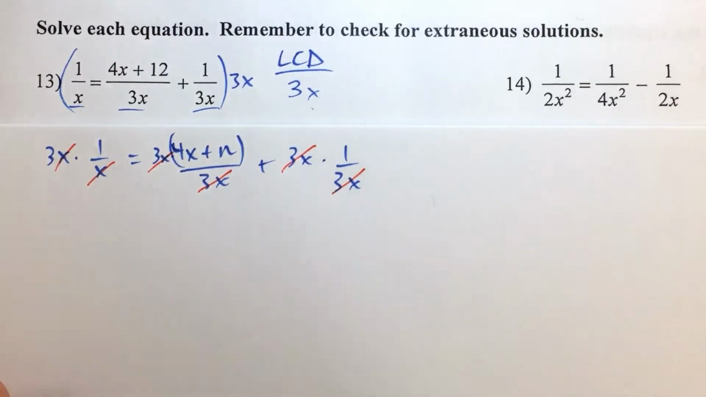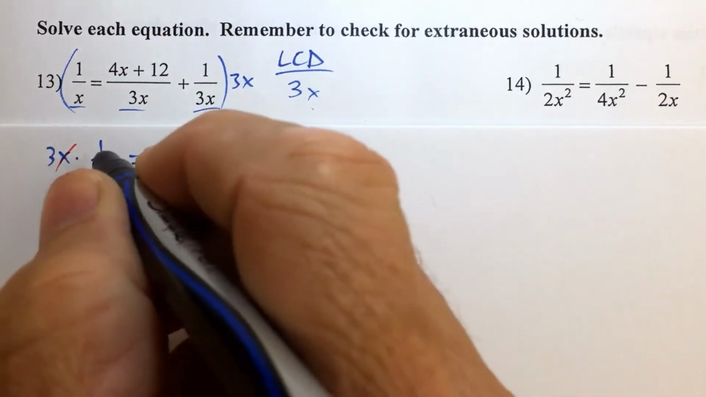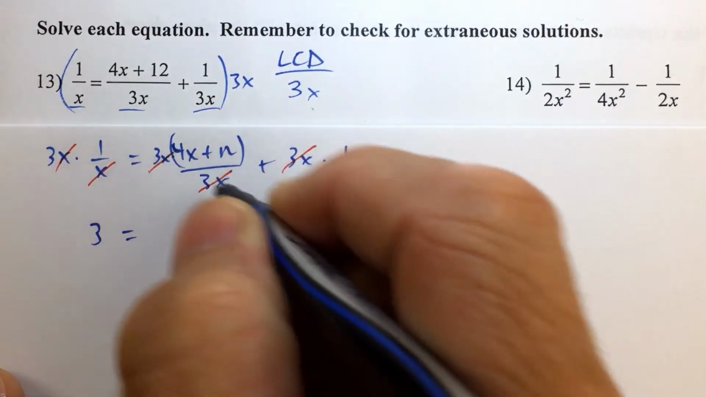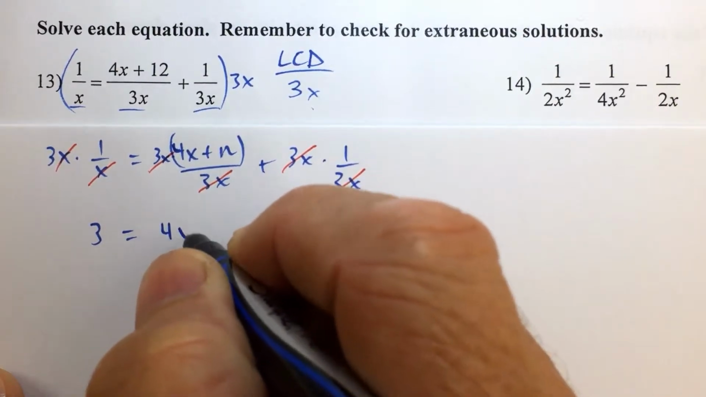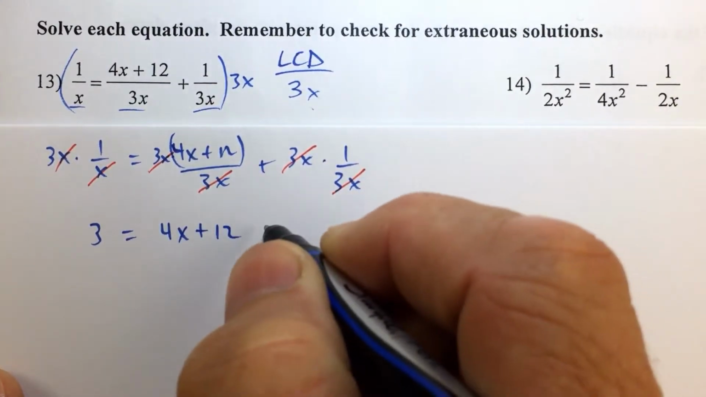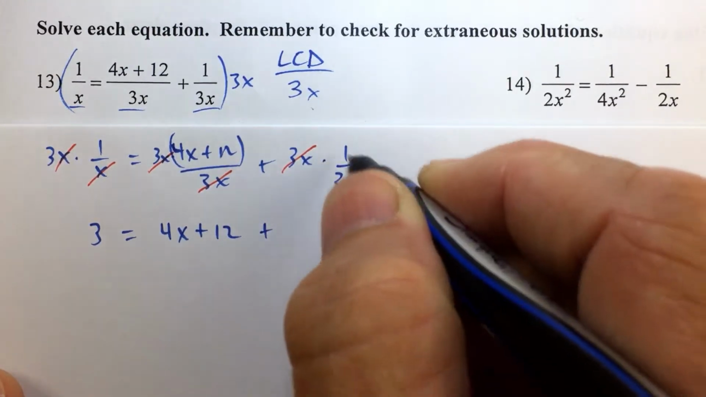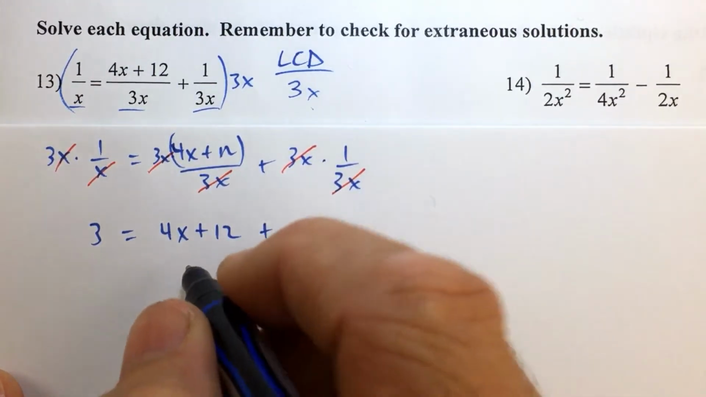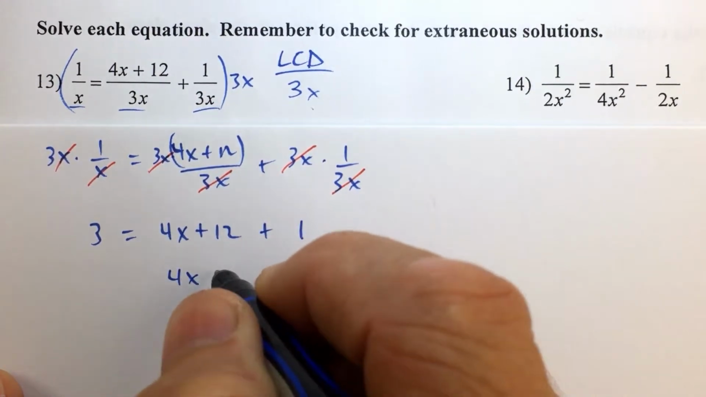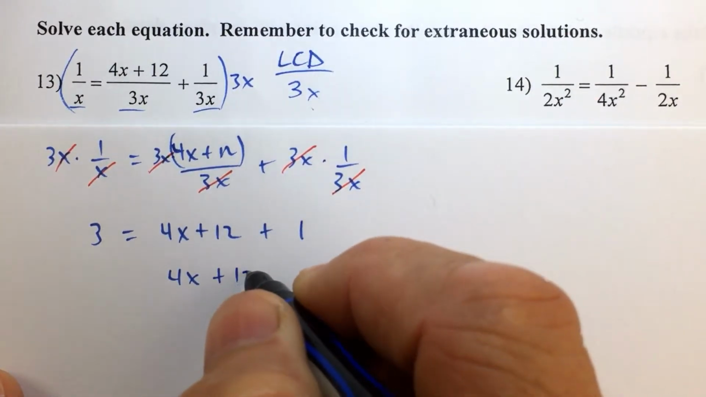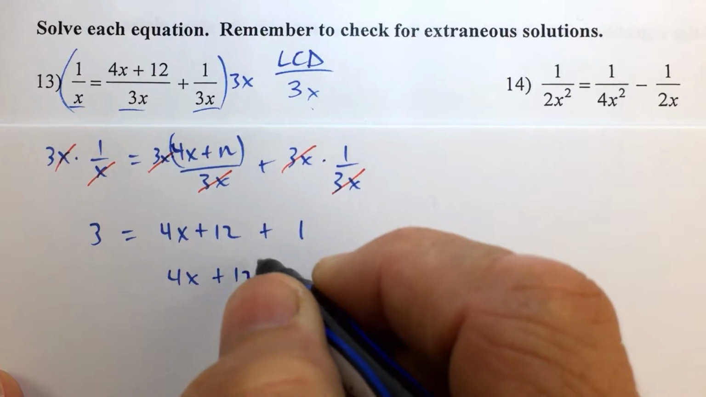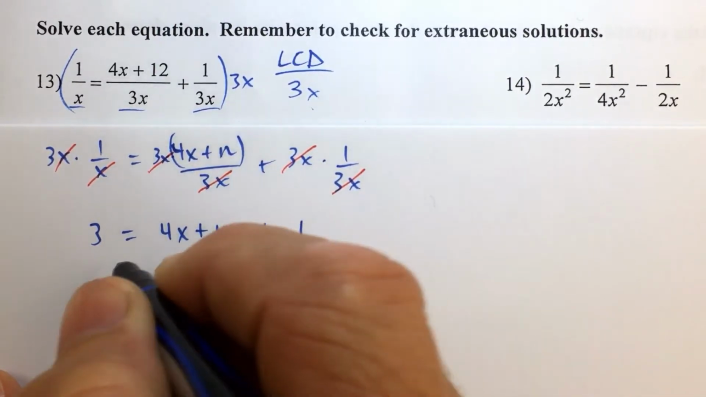And what you're left with when all the dust settles is 3 times 1 is 3. Over here, since the 3x is canceled, we're left with 4x plus 12. And then over here, third term, the 3x is canceled, so we just get plus 1. If we combine like terms, 4x plus 13 is what we get, 12 plus 1, 13.